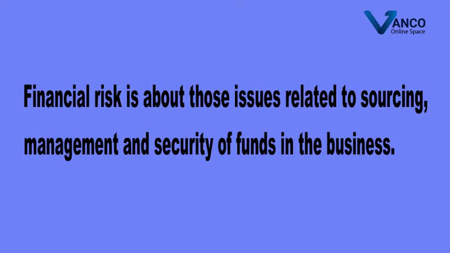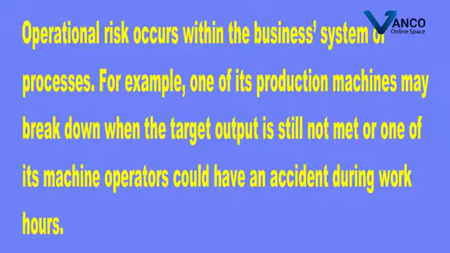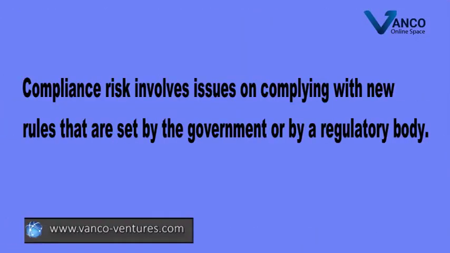Financial risks are about those issues related to sourcing, management, and security of funds in the business. Operational risk occurs within the business system or processes. Take, for example, one of its production machines may break down when the target output is still not met, or one of its machine operators can have an accident during work hours. Then compliance risks involve issues on complying with new rules that are set by the government or by a regulatory body.